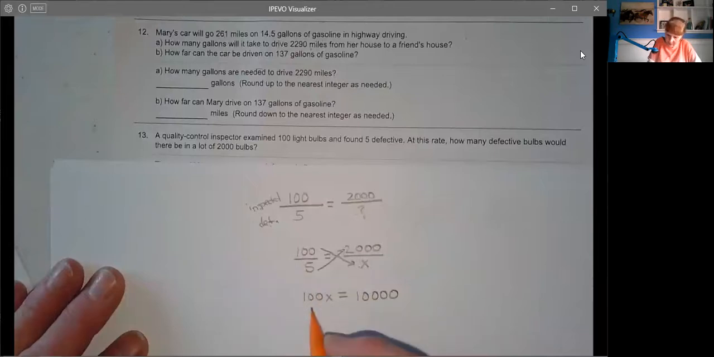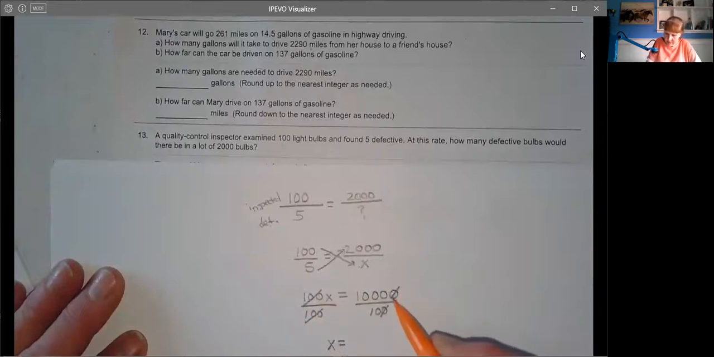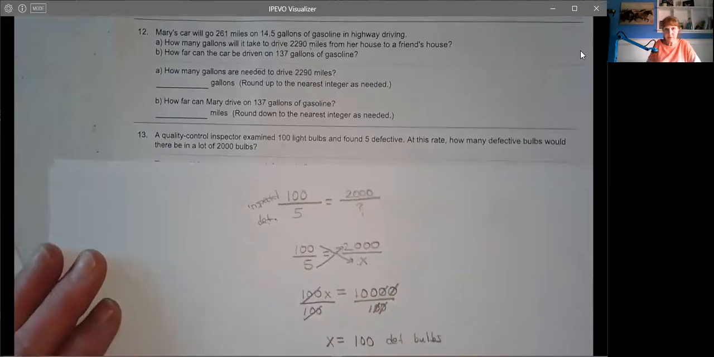Now we divide by 100 to get the x by itself. X equals, these zeros cross off with those zeros. 100 over 1, or 100 defective bulbs is what we come up with.